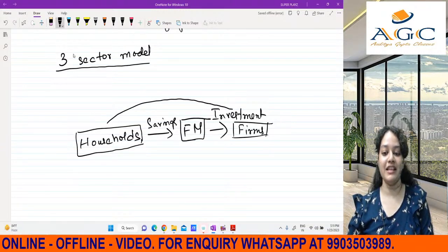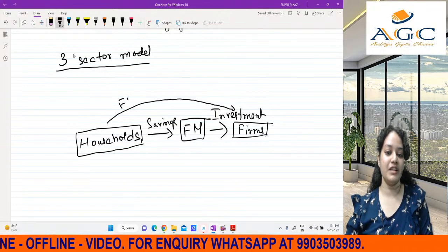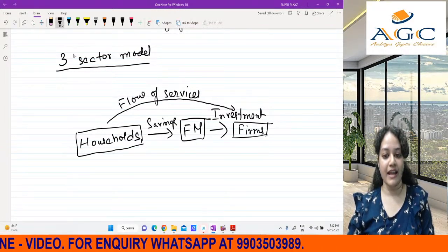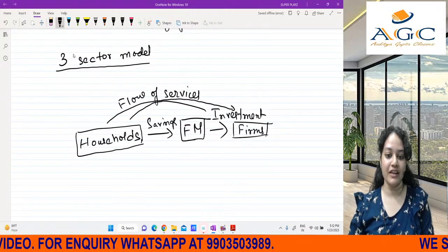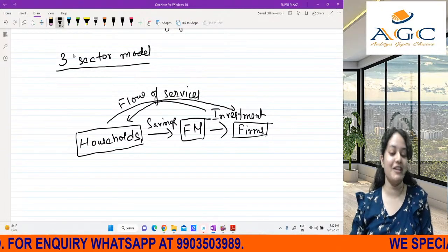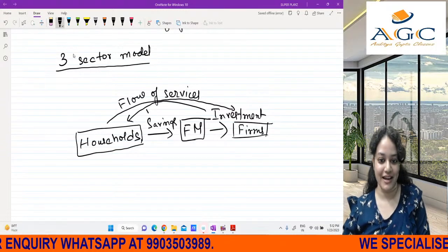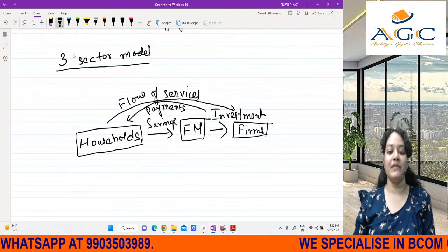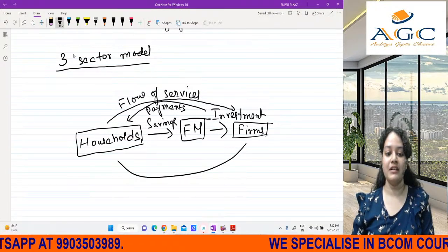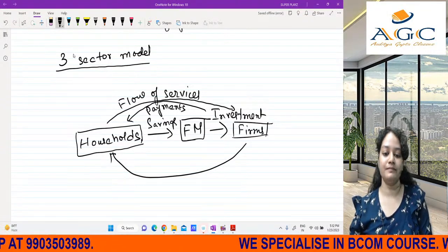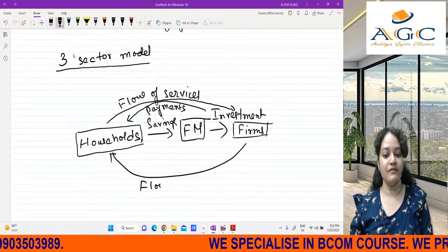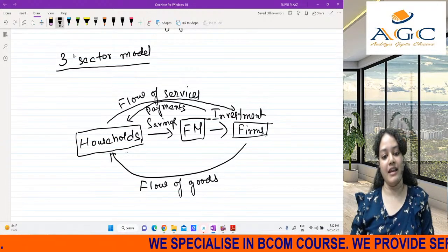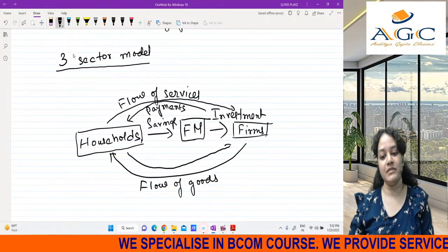And the first initial thing that we drew was flow of services, and for that we obviously won't be working for free. Whoever's asked us to work for free, we obviously won't be doing that. So payments, and from firms to the households, what is happening? Same flow of goods, and from the households to the firms.